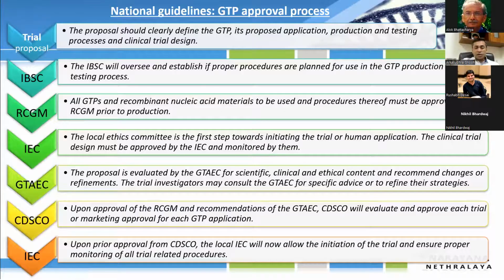So with that, we have to think about how we are going to propose a clinical trial. This is a roadmap for how the clinical trial is to be conducted. If we are going for a clinical trial, these are all the regulatory approvals that we need from the Institutional Biosafety Committee, from RCGM, from the Institutional Ethics Committee, from the Gene Therapy Advisory and Evaluation Committee, and finally from CDSCO, which is the final authority to grant clinical trial approval.